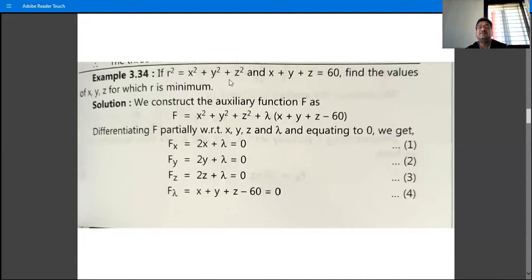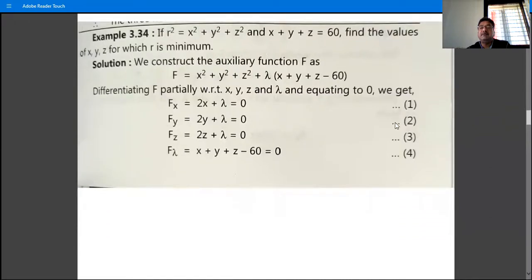R square is this, and this is the condition, and we have to find the minimum value of R. So instead of R, we will find the minimum value of R square. If R square is minimum, then automatically R becomes minimum. So don't write R as the root of x square plus y square plus z square here, because it becomes complicated for further calculation. Instead of R, we write R square. Then F is small f plus lambda into the condition, and then differentiate with respect to x, y, z, lambda and equate with 0.